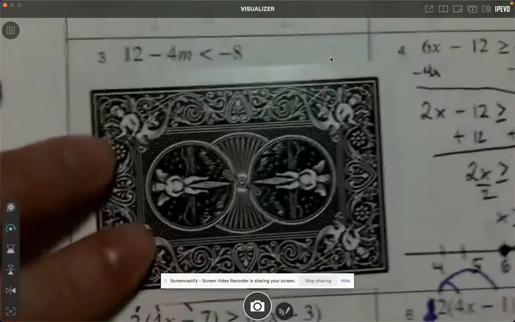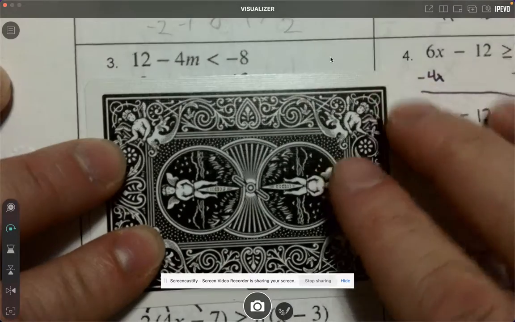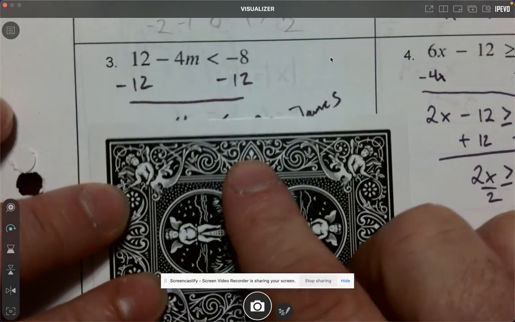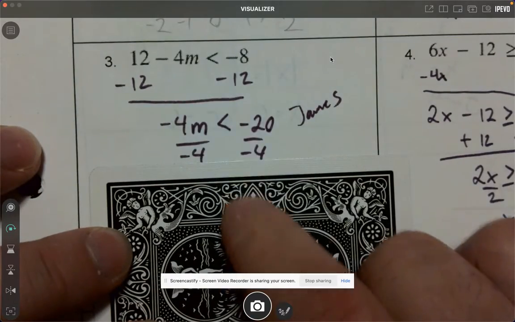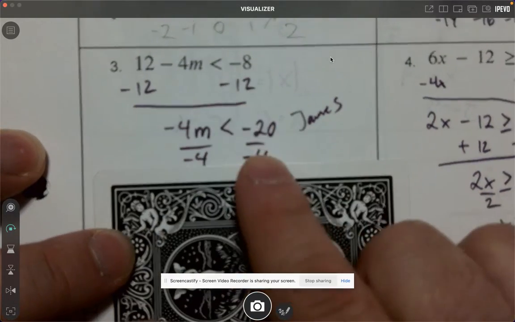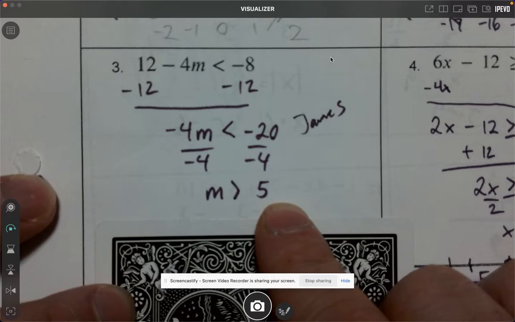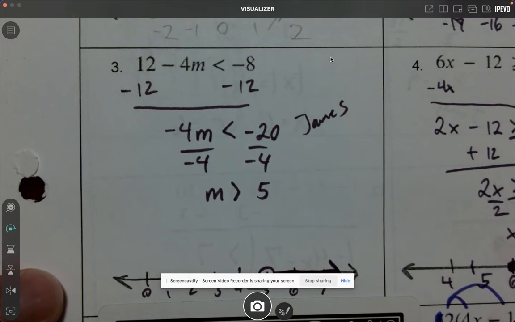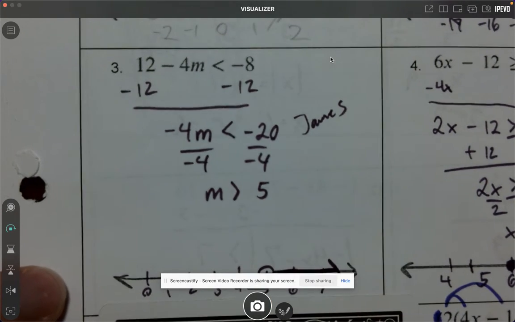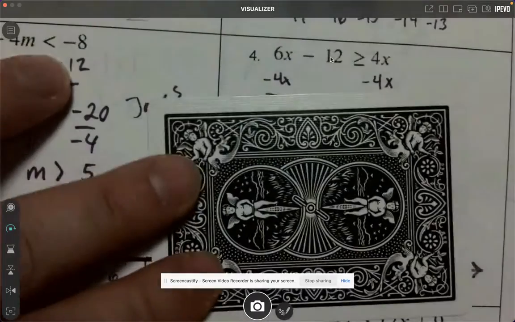Next one, number three, looks like, again, you're going to have to divide by a negative, not in the first step, but in the second step. So it's going to change from less than to greater than 5. Again, open dot.